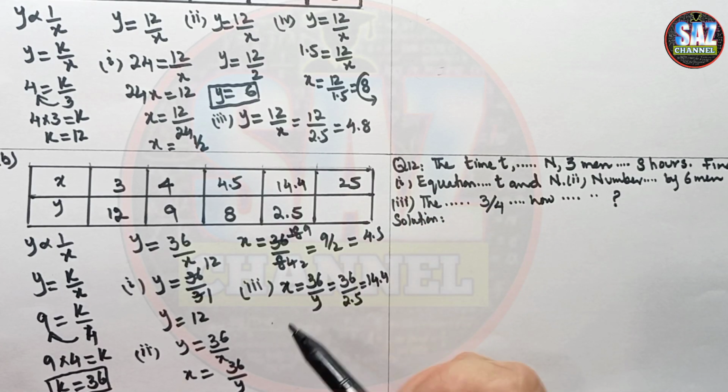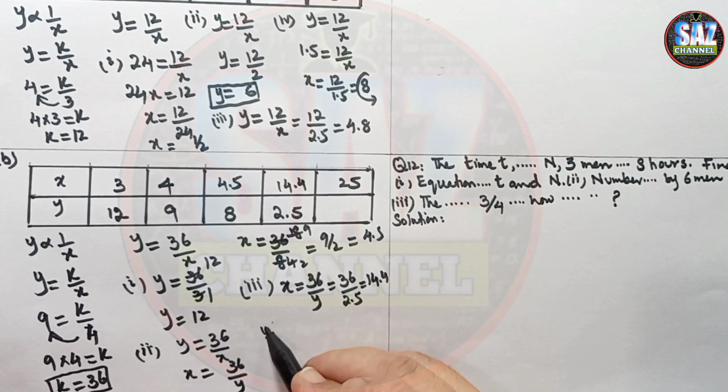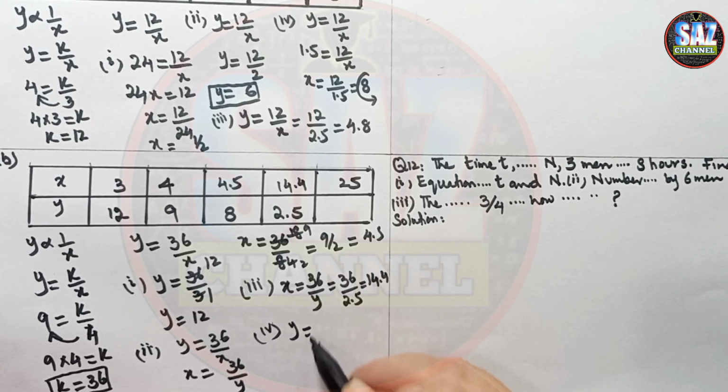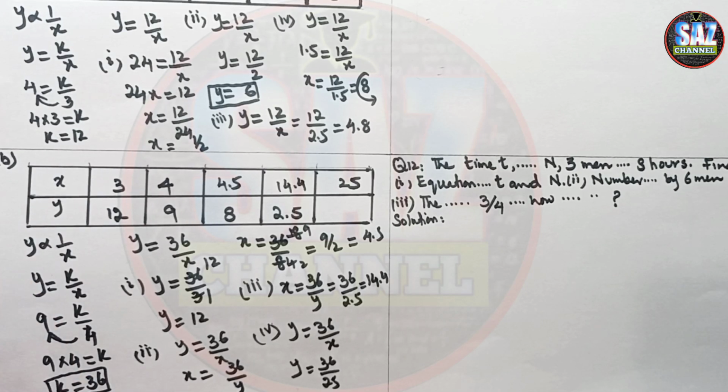And now this is 25. So again take the relationship that y equals 36 upon x, and instead of x I have to replace 25. 36 by 25, and 36 divided by 25 will give me 1.44.